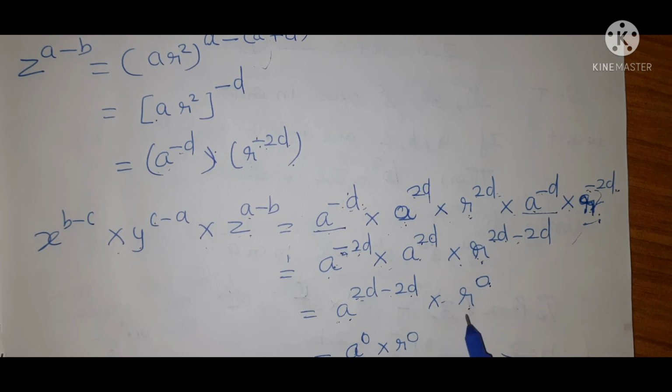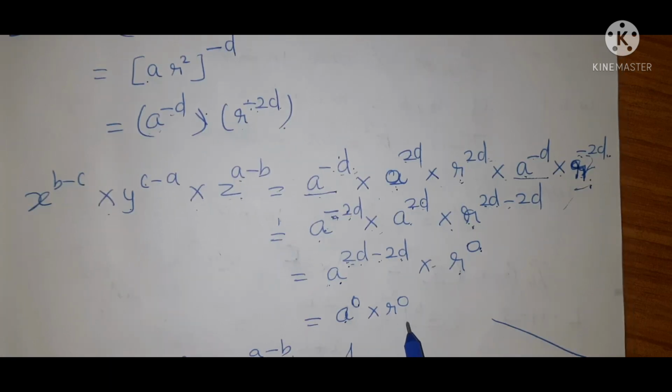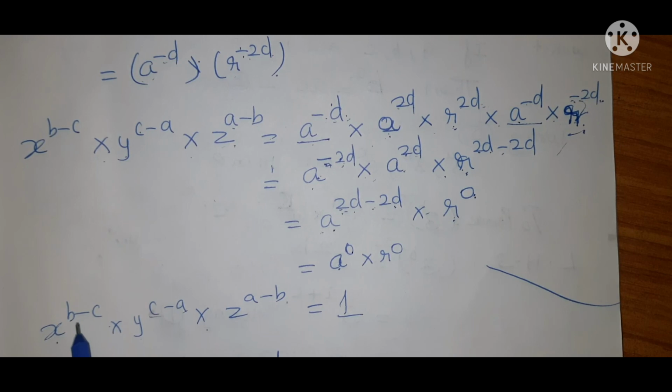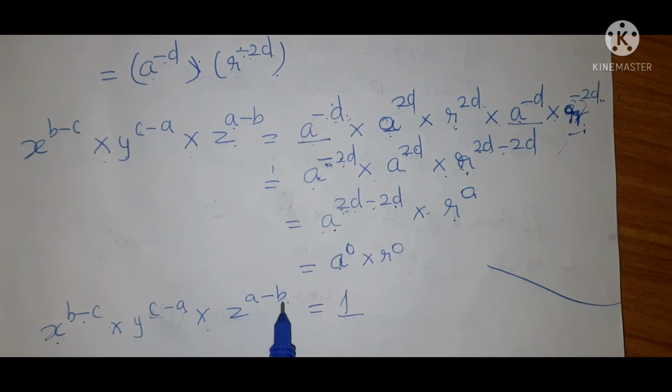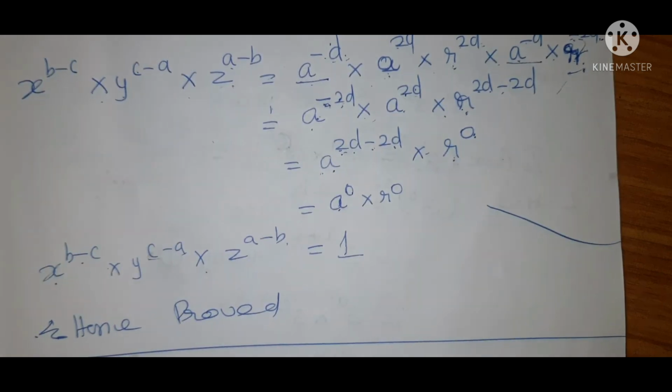Anything to the power 0 is 1. a power 2d minus 2d is a power 0 into r power 0, and anything power 0 is 1. x power b minus c into y power c minus a into z power a minus b is equal to 1. Hence proved.